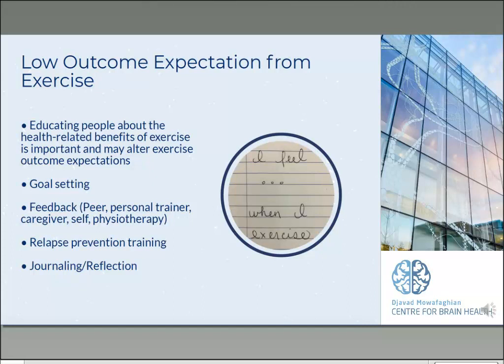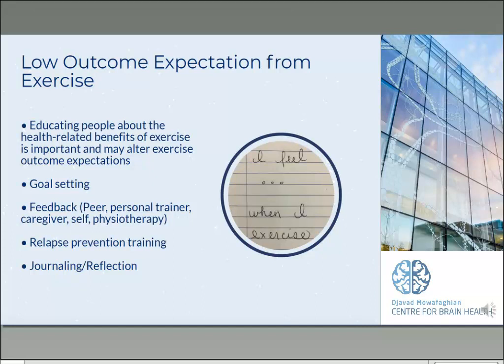First, we will discuss ways to overcome the barrier of low outcome expectation from exercise. To address this barrier, you can attend educational sessions on exercise to further your knowledge on how exercise can benefit you. This webinar is a great step in the right direction. You can also set goals for yourself. This will allow you to review your progress and appreciate your achievements. Remember the SMART goals slide.